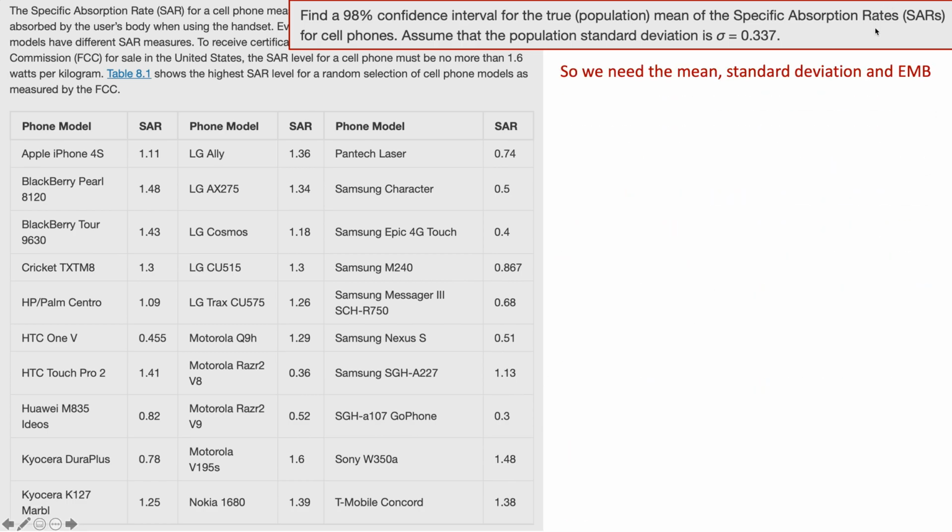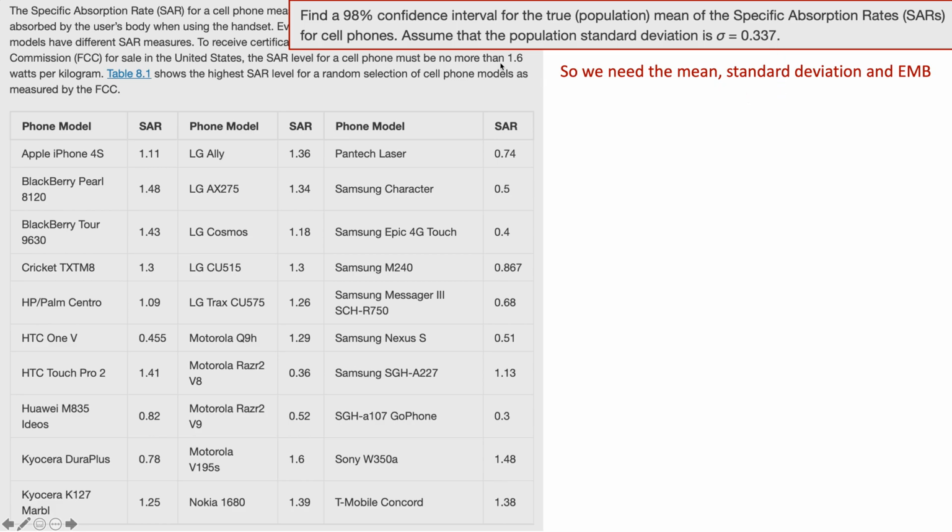It tells you, by the way, the standard deviation is 0.337. So we need the mean, we need the standard deviation, and we need the error bound. I think I typed that wrong. I think it's EBM. But anyway, the mean we just figured out. The standard deviation, it says, is 0.337.